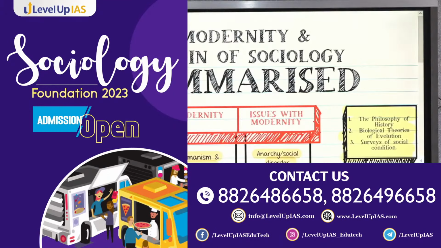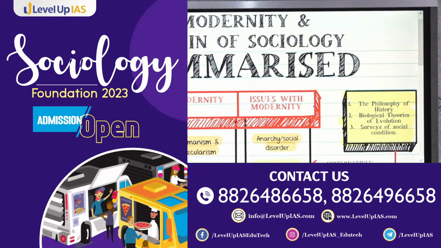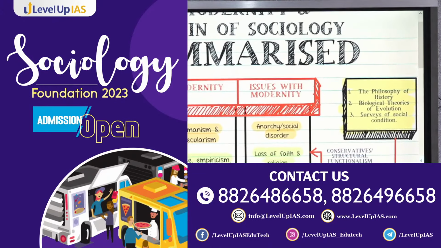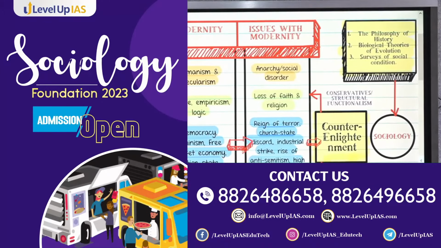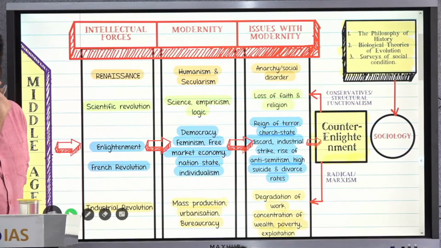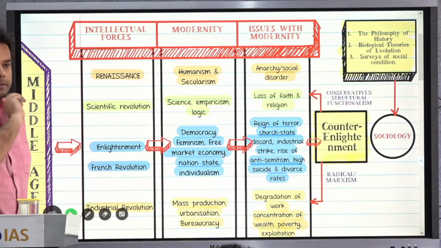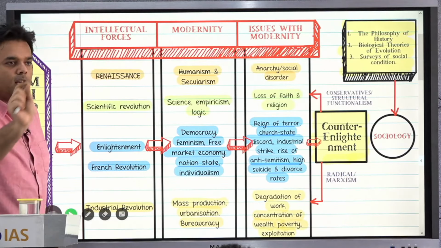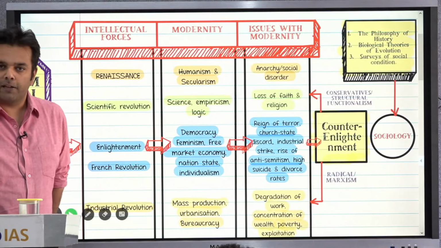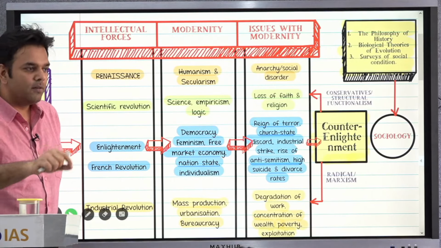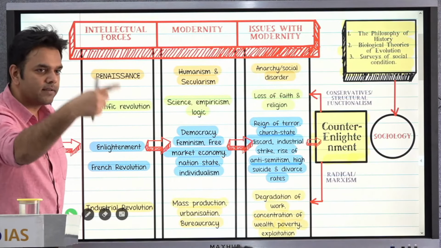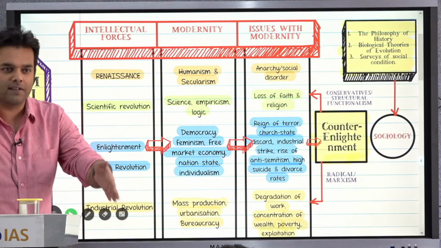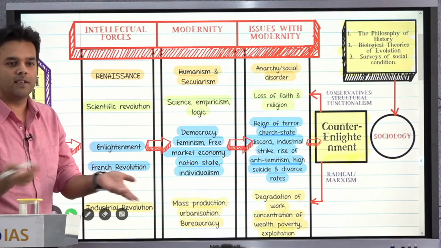So this is what we have done in the past 4 days. Modernity and origin of sociology summarized. The first thing that we did was intellectual forces. If someone asks you the meaning of intellectual force, it is any force which is responsible for change in ideas. Ideas of governance change, ideas of literature change, ideas of architecture change.